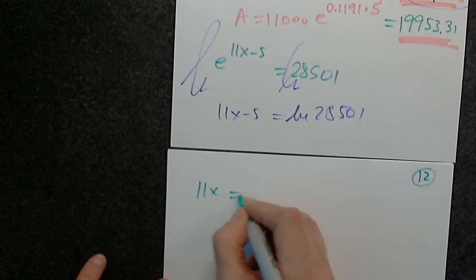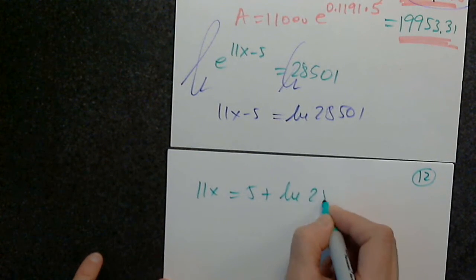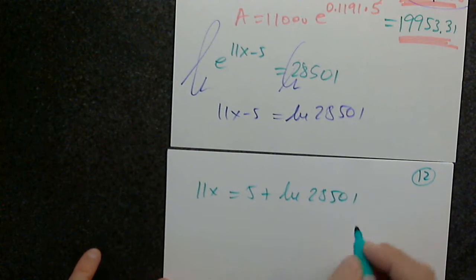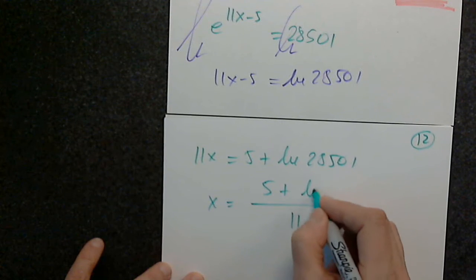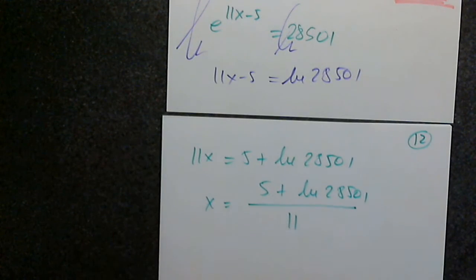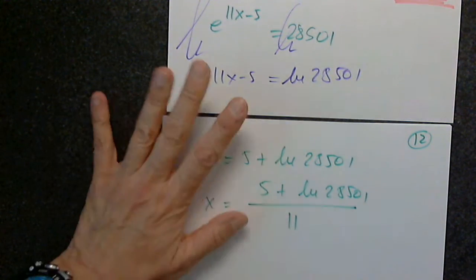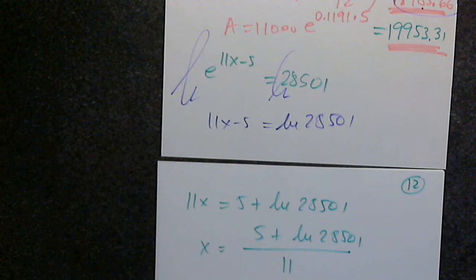11x equals 5 plus natural log 28,501, and then x equals (5 plus natural log 28,501) divided by 11. If you want to approximate, you can. Be very careful how you plug it in, because you have to put parentheses around the numerator. Move it back down a little bit. I mean, up. Any questions?